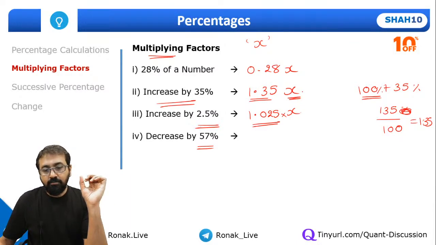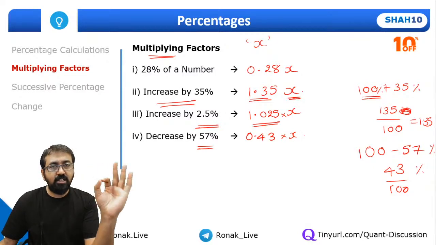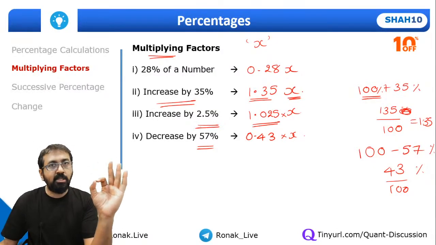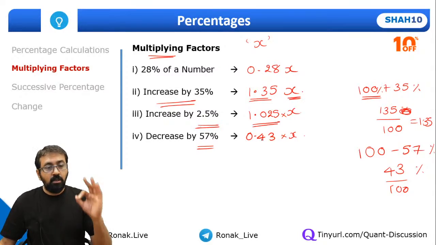So guys, decrease by 57%, it should be 100 minus 57. So it will be 43%, right? So divide by 100. So the multiplying factor should be 0.43. So the result will be 0.43x, right? Whenever it comes to dealing with variables in a percentage question, you might have to use this multiplying factor. Please remember that.